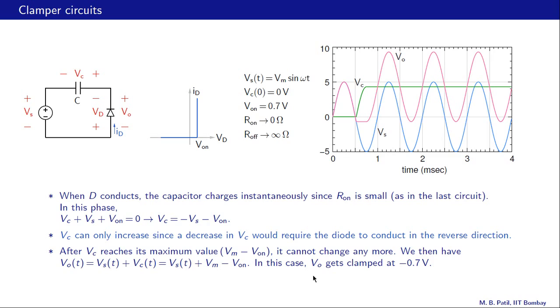And in this case, Vo gets clamped at minus 0.7 volts, as we can see in this plot here. So the lowest value of Vo in the earlier case was 0 volts, and now it is minus V on, which is minus 0.7 volts.